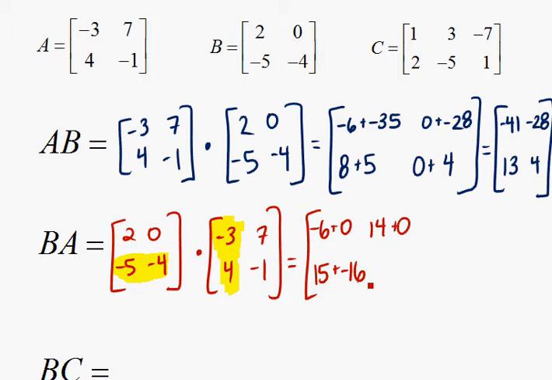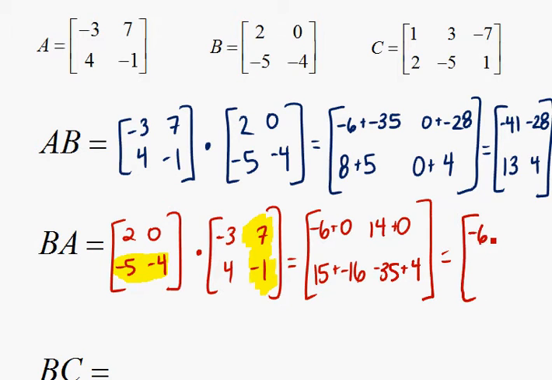And finally, to get my entry in the second row and second column, I take the second row of matrix B times the second column of matrix A. -5 times 7, -35. -4 times -1 is 4. So let's simplify this and see if BA gives us the same result as AB. -6 plus 0 is -6. 14 plus 0 is 14. 15 plus -16 is -1. And -35 plus 4 is -31.